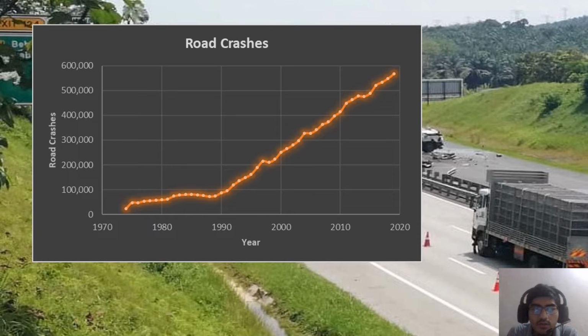The illustrated graph shows how many road crashes there were between the years 1974 and 2019. The pattern is increasing from time to time.